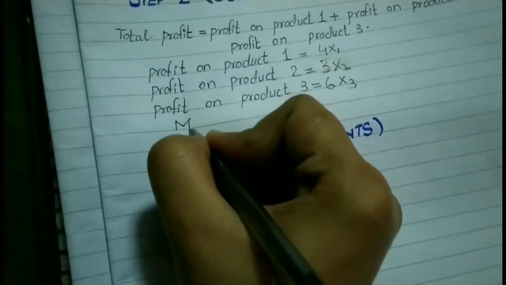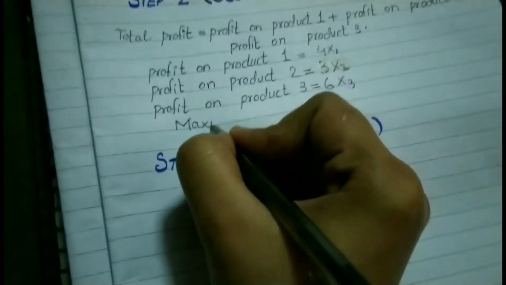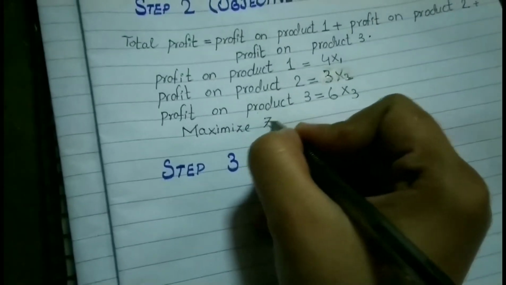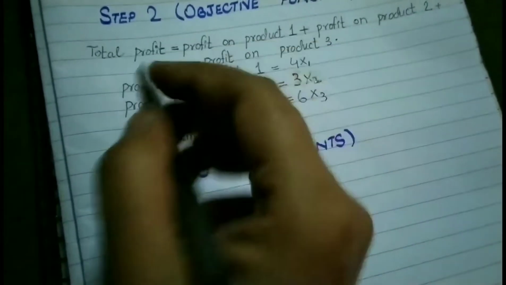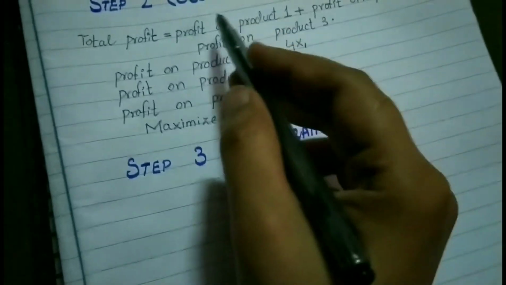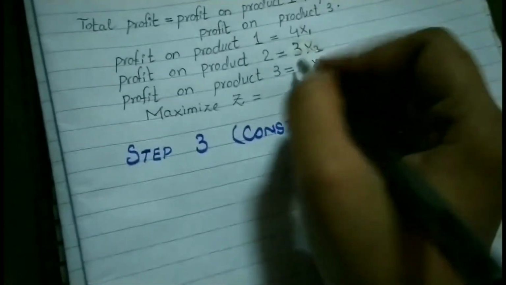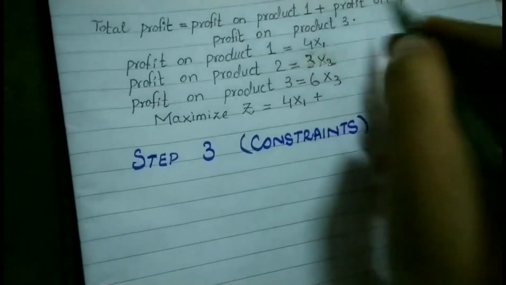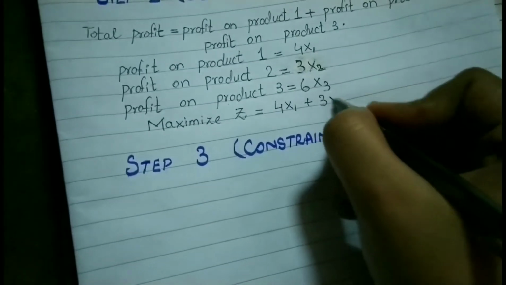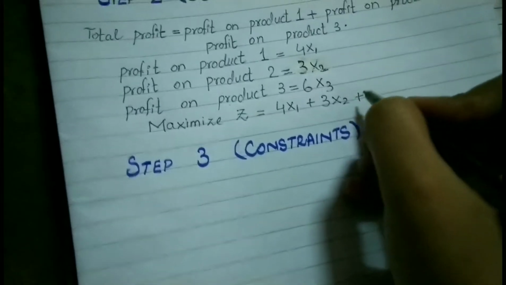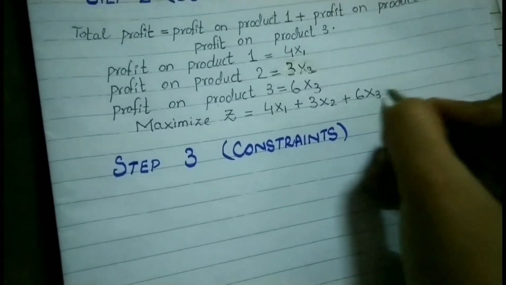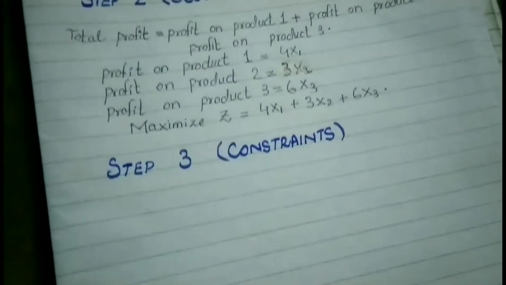we will write here: maximize z is equal to total profit. Profit on product 1 is 4x1 plus profit on product 2 is 3x2, and profit on product 3 is 6x3. Okay, this is our final objective function.